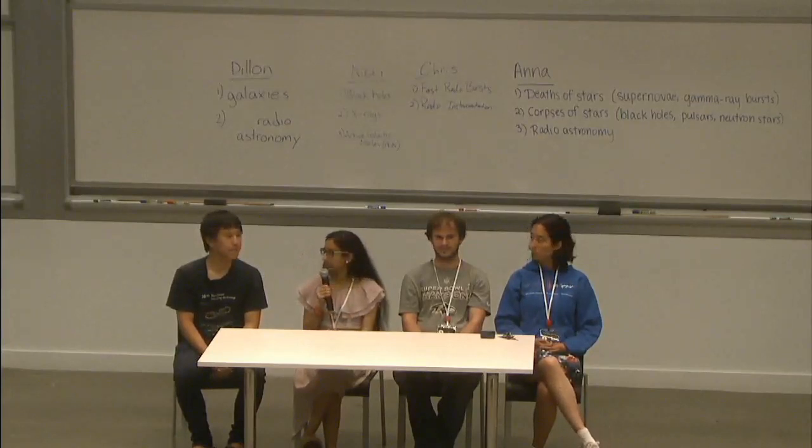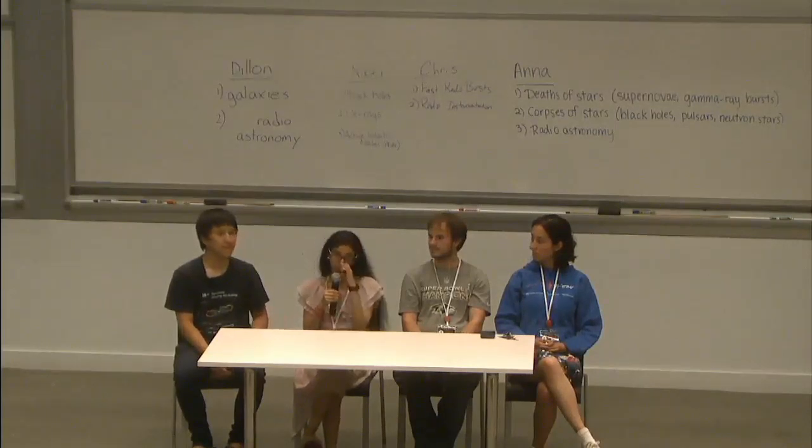I don't know if you want to add anything. But yeah, generally matter tends to circularize in its orbit. And if you have a lot of matter, it's going to form an accretion disk.